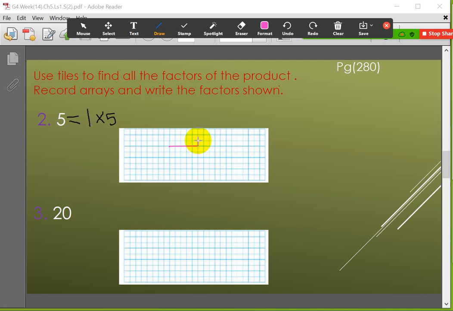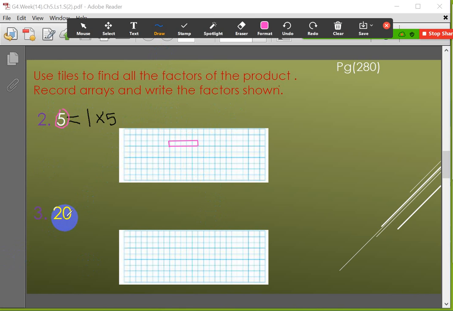Then complete the model like this, and close it. This is the model. Count now the number of squares. 1, 2, 3, 4, 5. I have 5 squares, like the number.